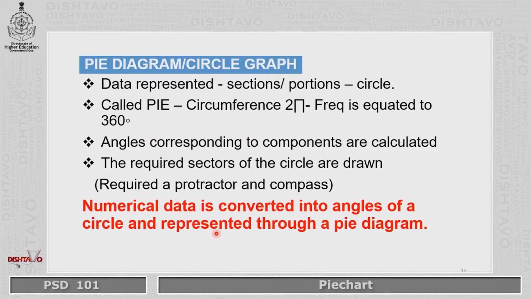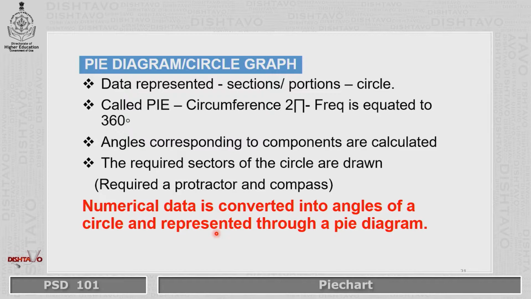What is the meaning of a pie diagram or a circle graph? It is a graph or a diagram on which data is represented through sections or portions of a circle. And why is this diagram called a pie? Because the pie diagram refers to the circumference of a circle, which is usually represented as 2 pi in statistical analysis or in mathematics, wherein the frequency in a given data table is equated to 360 degrees.